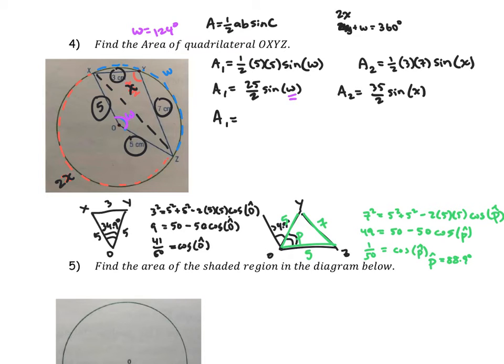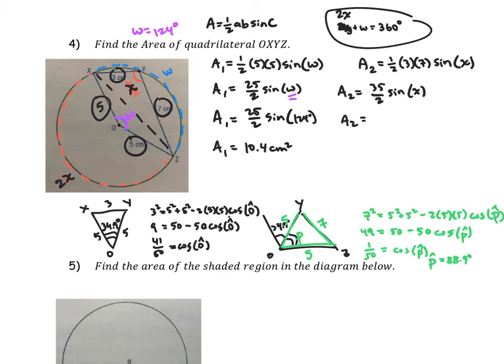So the area of the first triangle will be 25 halves sine of 124 degrees. Now I'm going to utilize the number that was given, not 124 degrees, times the sine of that angle. It's going to give me 10.39. Okay, so the area here, area 1, is 10.4 centimeters squared. Okay, area 2.